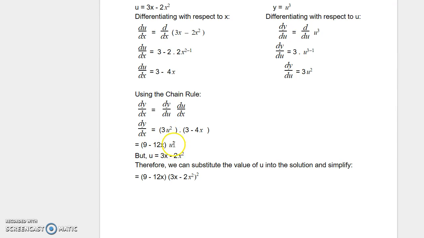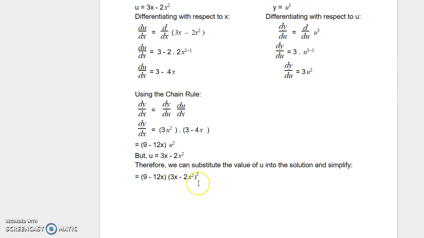We cannot have u as part of our solution. So what we need to do is substitute back what we said u is equal to. We said u was equal to 3x minus 2x squared. So we're going to substitute that wherever we see u, and then we can simplify the solution as shown here. So 9 minus 12x, nothing changed there. Instead of u, we are now writing 3x minus 2x squared inside the parentheses, and u is raised to the power of 2. Therefore, this whole expression is raised to the power of 2. And this is our solution.